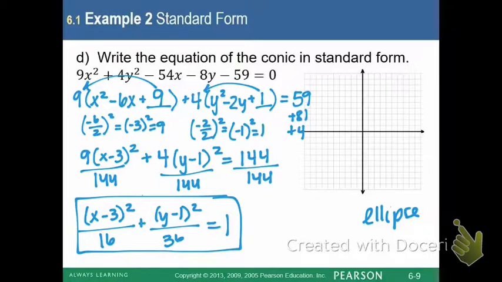Good. And then graphing this thing. So the center is going to be at 3, 1. Remember, you just switch your signs with the x and the y. You look under the x to tell you left and right. So left and right, I take square root of 16, which is 4 units. Under the y's, that tells me up and down. So square root of 36 is 6 units. So left and right 4, up and down 6. And then I just draw my ellipse.